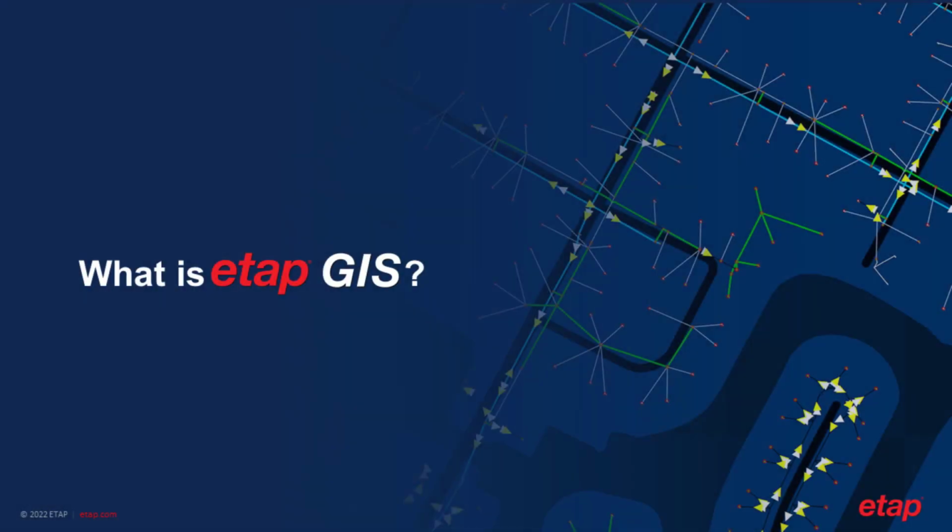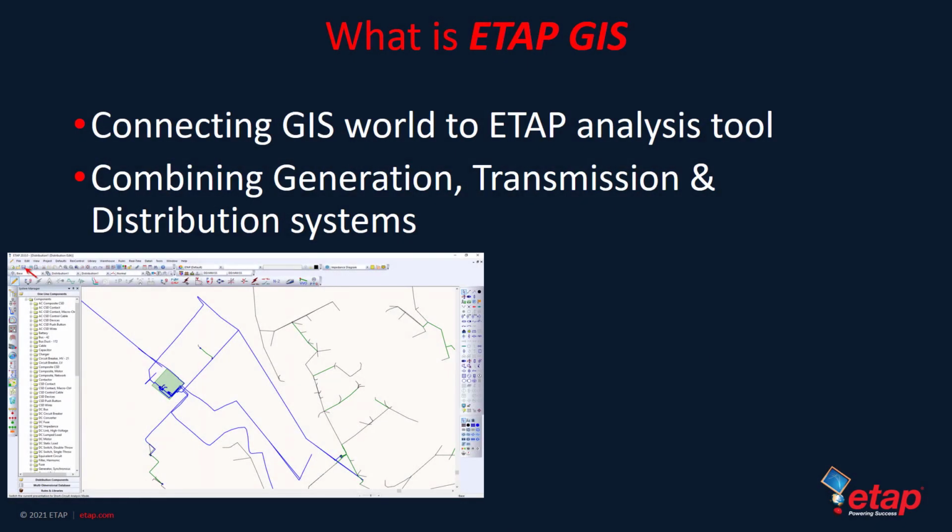Good day, everyone. Today's presentation is on ETAP GIS and mainly on how to utilize ETAP GIS to better design, analyze, and expand transmission and distribution networks. So what ETAP GIS performs is the ability to extract the electrical layer of data from a GIS database like ESRI ArcGIS and provide connectivity, impedance information, and develop and generate a single line diagram.